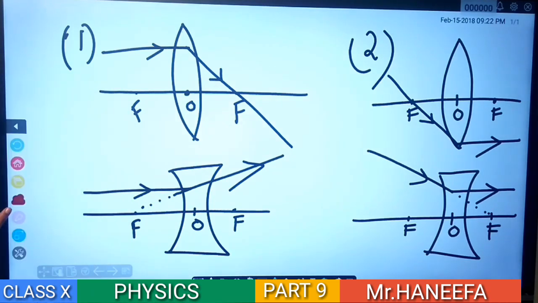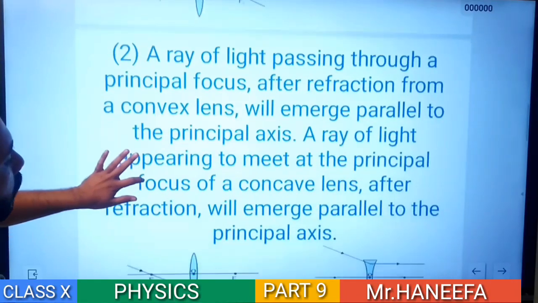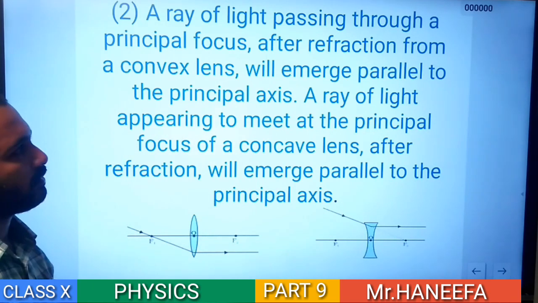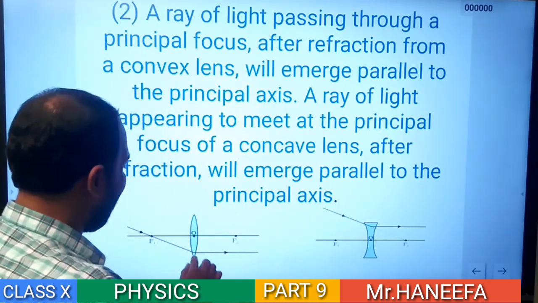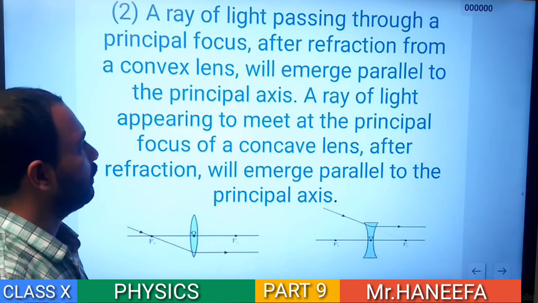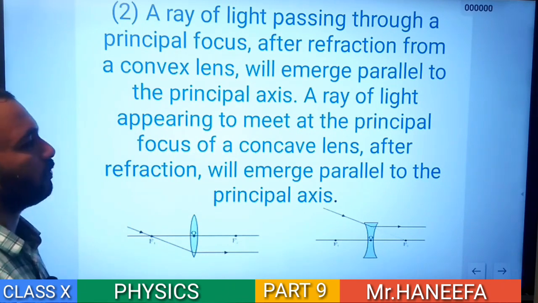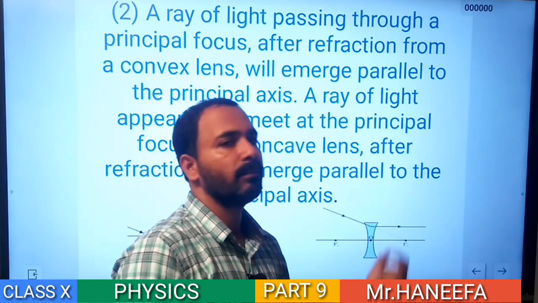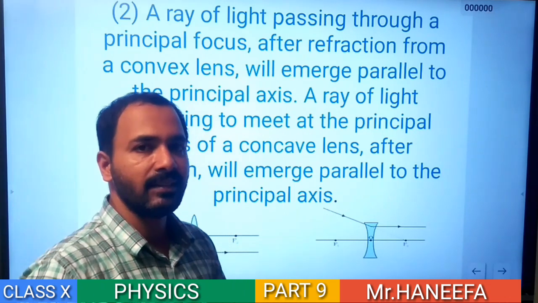So, what is the second rule? A ray of light passing through a principal focus after refraction from a convex lens will emerge parallel to the principal axis, as shown in figure. A ray of light appearing to meet at the principal focus of a concave lens after refraction will emerge parallel to the principal axis. This is the diagram for the first rule and second rule.